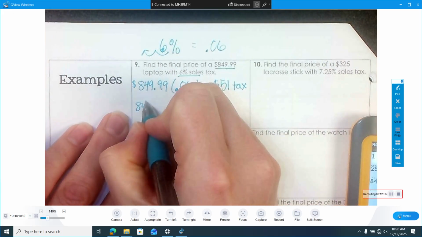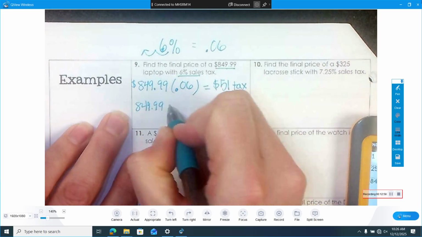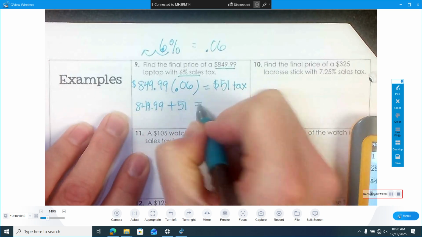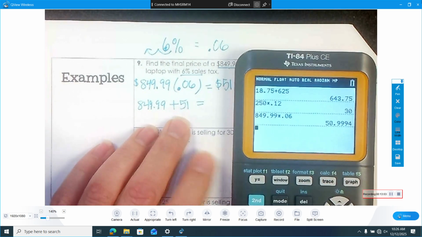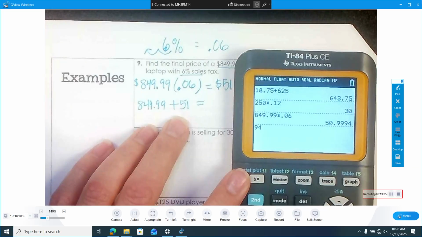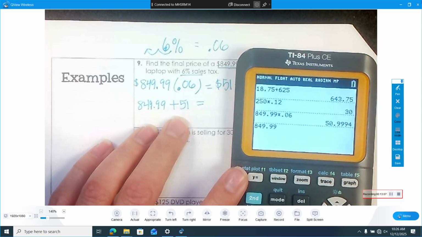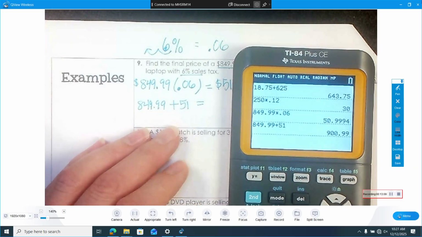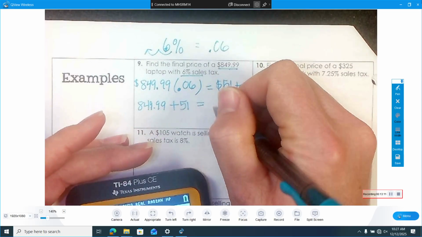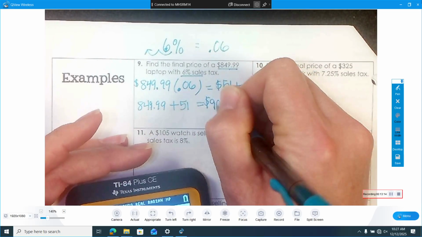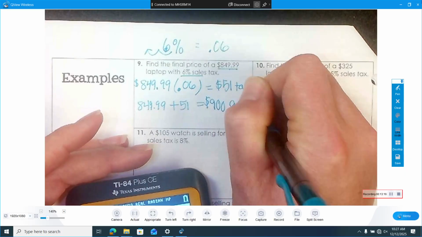So $849.99 plus the $51 in tax is $900.99.